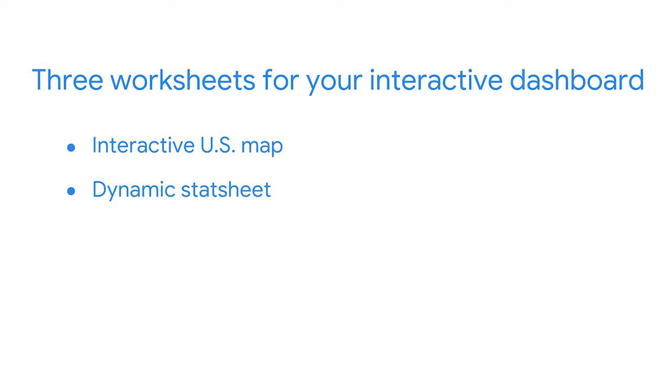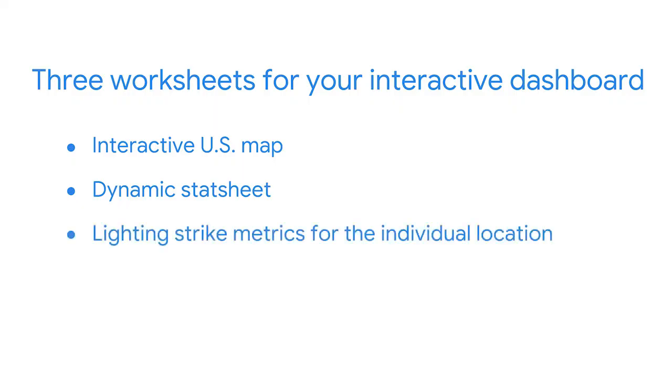Let's get started. Begin by opening Tableau Public and uploading the data source provided. To build the dashboard, you'll need to create 3 different worksheets. First, you'll create an interactive US map with locations of lightning strikes for each year. Then, you'll create a dynamic stat sheet listing the metrics for each year. Finally, you'll design a way to pull and display the lightning strike metrics for the individual locations on each year's map. Let's start with the interactive lightning strike map.